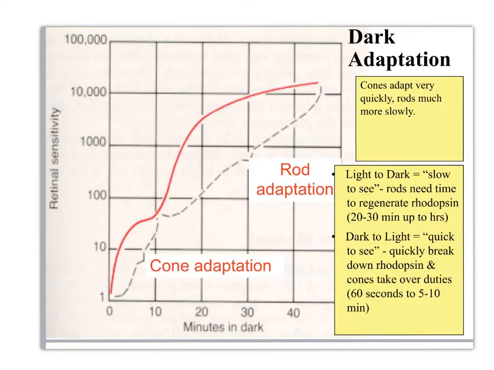All right, how quickly you can see in light and dark depends on how quickly you can recycle and reassemble the pigments. What you see with cones over here is, so this is showing you minutes in the dark versus retinal sensitivity. Cones recycle their pigments really quickly and reform them. As soon as you've got light, the cones begin to work. In a dark environment, you can see that the cones, their pigments are all ready to go, but they're really not doing anything.